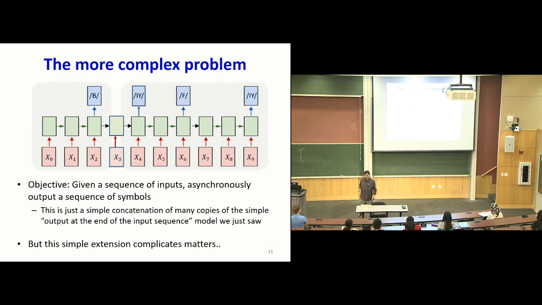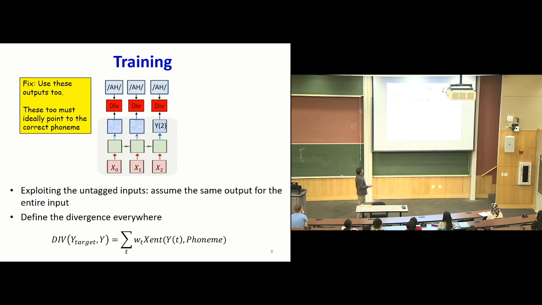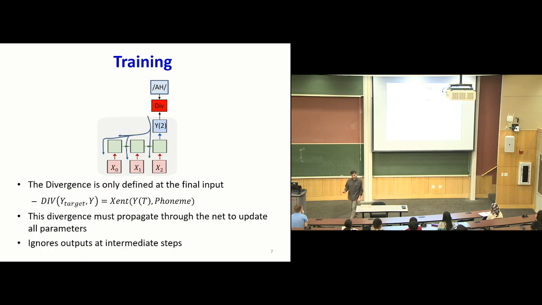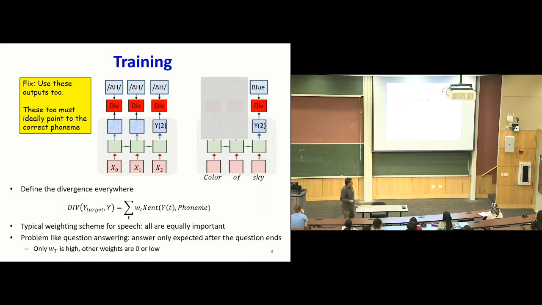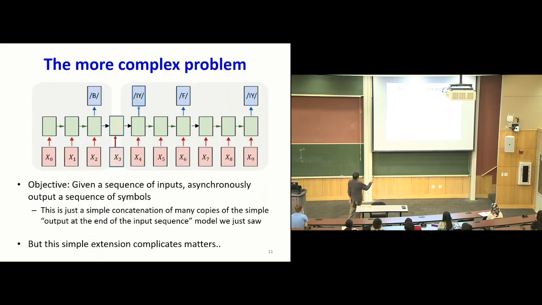So now here's the more complex problem. This is going to be the focus of this lecture. You're given a sequence of inputs, and you must asynchronously produce outputs, meaning you're processing the inputs, and every now and then you're going to produce an output. So the model itself is a simple concatenation of the simpler model we saw here, a concatenation of many copies of this model. But because we do not know how many time steps one must process before you produce the next symbol, this simple concatenation complicates issues.